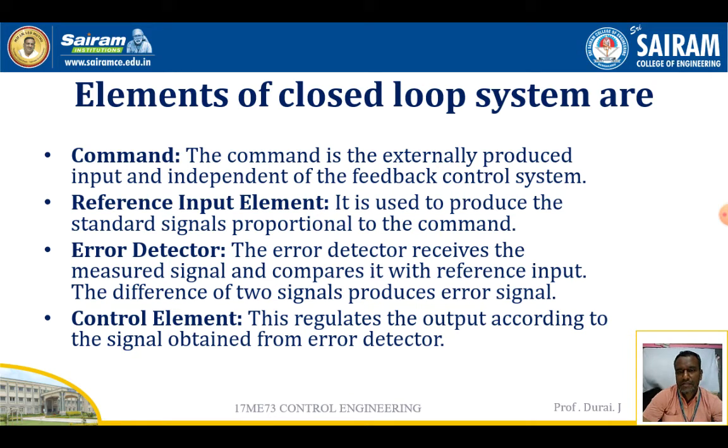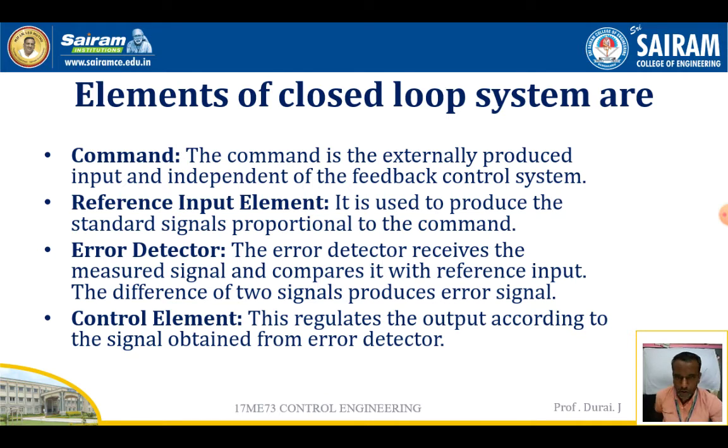Based on this error signal, the input is provided to the controller. So the signal is provided to the controller here. The main use of this error signal is to make the system provide a constant output in the closed loop system. It compares the measured signal with the reference input signal, and based on that, the input signal is provided.